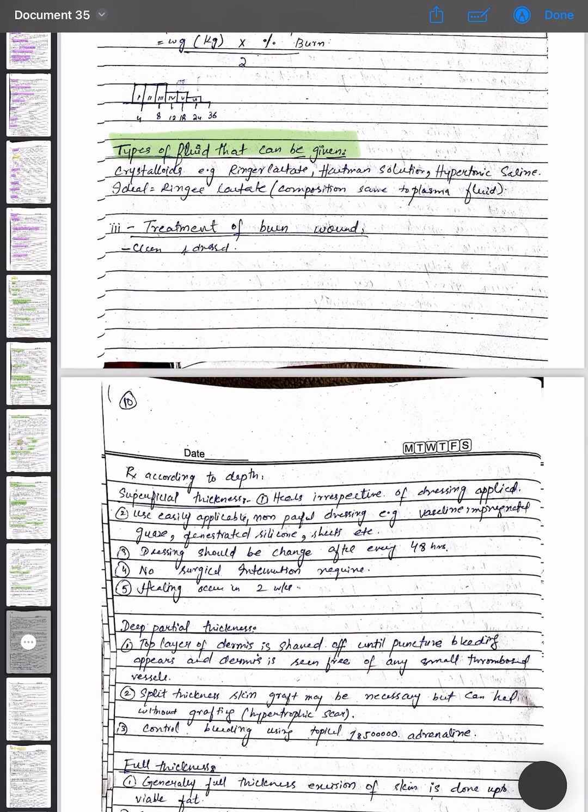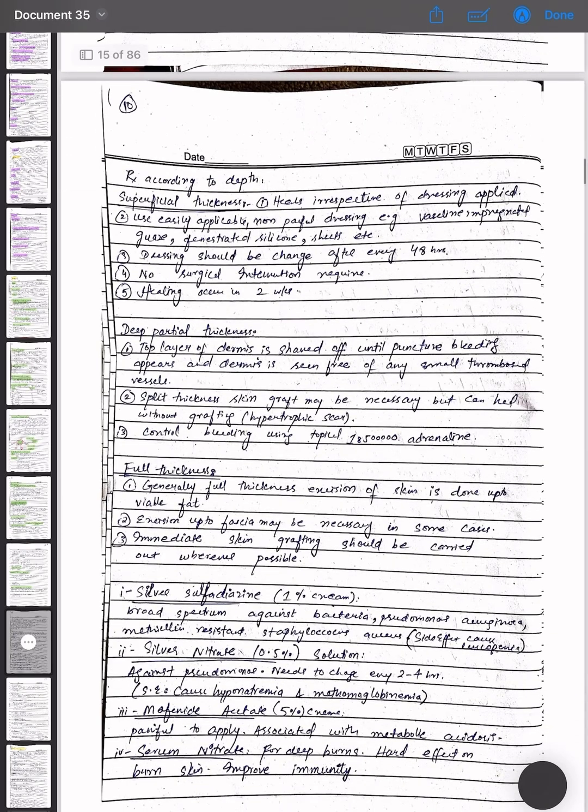Treatment of burn wound. First of all, we will clean the wound and then we will dress it. Now treatment is according to the depth. If it is superficial thickness, then it heals irrespective of the dressing applied. Use easily applicable, non-painful dressings, for example Vaseline-impregnated gauze, fenestrated silicone sheets, etc. Dressing should be changed every 48 hours. No surgical intervention is required. Healing occurs within 2 weeks for superficial thickness.